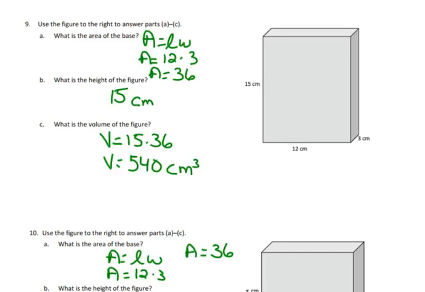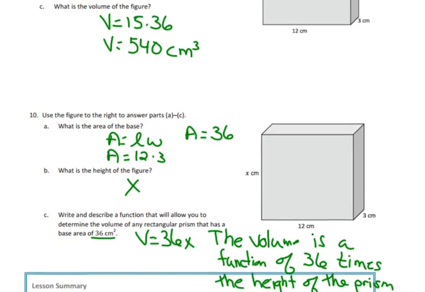All right, guys, let's see how you did here. You should have gotten for 9, 36. I forgot my label, centimeters squared. My height was 15, and then my volume was 540 centimeters cubed. For 10, my area is still 36 centimeters squared. This time, though, they gave me a height of x. So there's another variable here. We didn't know what that was.